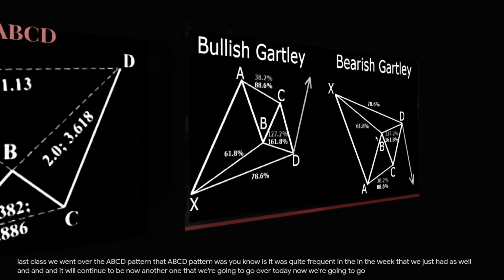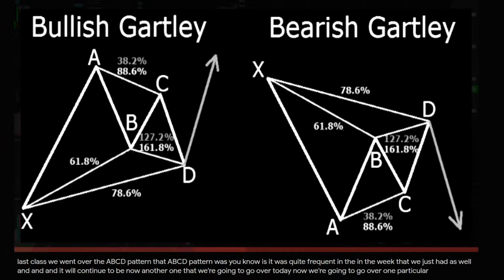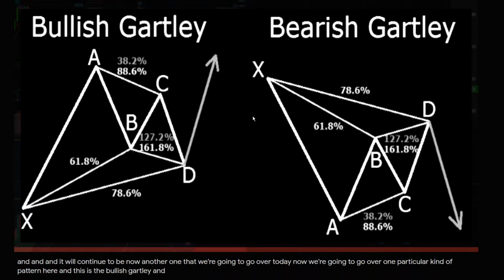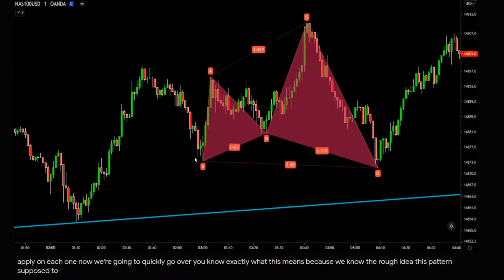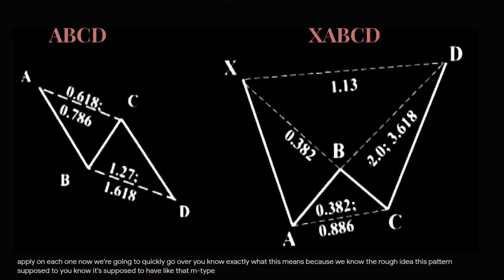Now we're going to go over one particular kind of pattern here, and this is the bullish Gartley and the bearish Gartley. So it's the exact same pattern, just reversed. The same Fibonacci retracements apply on each one. Now we're going to quickly go over exactly what this means, because we know the rough idea: this pattern is supposed to have that M type movement to it.